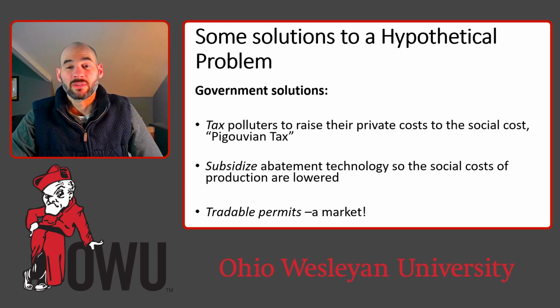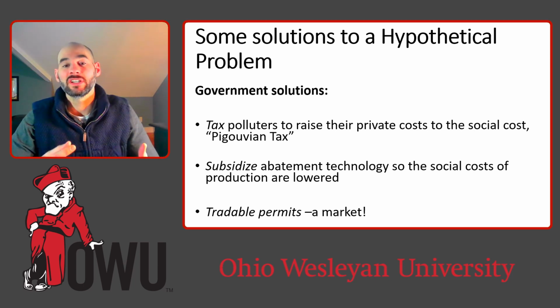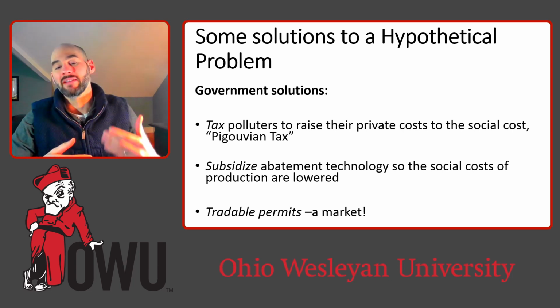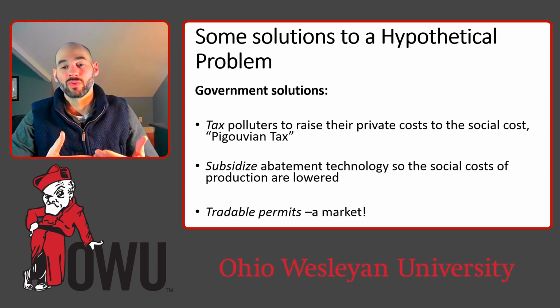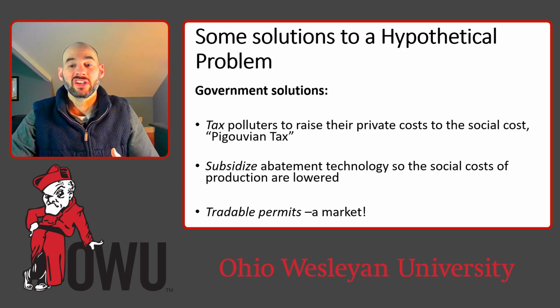We could also think of what some governmental solutions would be, and the clear one here is going to be taxing the polluters to raise their private costs to equal the social costs. And so if you're taxing pollution, you then raise the private cost so that it equals the social costs, and the incentives align for the coffee shop not to pollute. Similarly, we could subsidize abatement technology so the social costs of production are lowered.